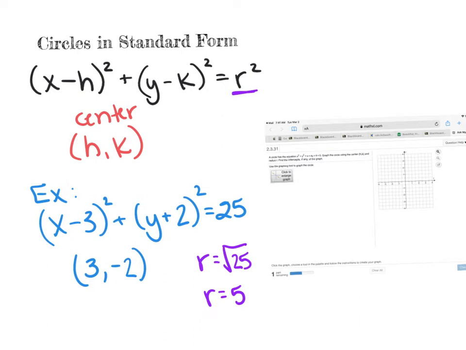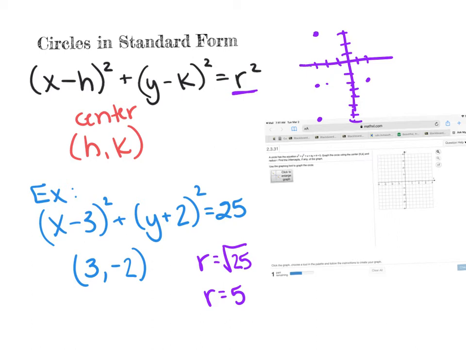To graph this circle, I plot my center point first, so I'm going to plot (3, negative 2), which is here. Then all I have to do is go 5 in each direction around the circle. I'm going to go down 1, 2, 3, 4, 5. Here's a point. I'm going to go across 1, 2, 3, 4, 5. Here's a point. I'm going to go up 1, 2, 3, 4, 5.